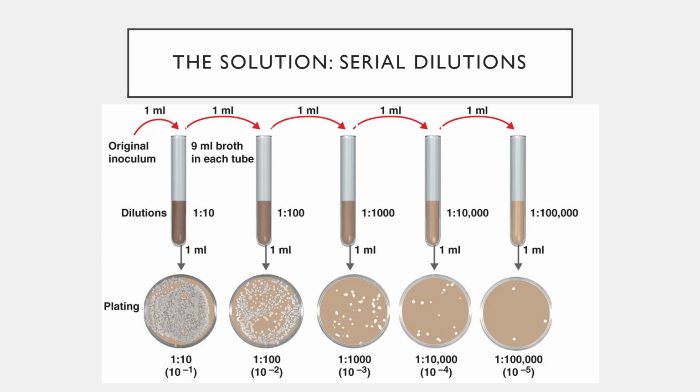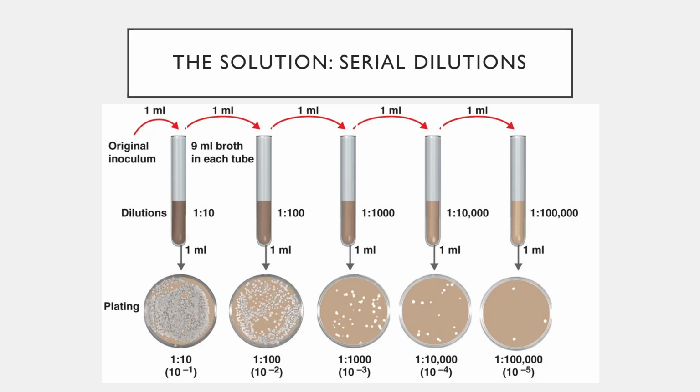So for example, if we have 3 colonies on the plate that is 1 in 100,000 dilution, and we plated 1 milliliter of broth on that plate, then all we have to do is take 3, multiply it by 100,000, and we can say that there are 300,000 bacteria per milliliter in the original culture.